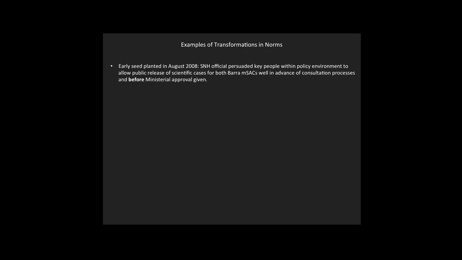So in 2008, this particular SNH official persuaded the relevant people that the scientific case should be released as public documents well in advance of consultation processes, before ministerial approval was given. So in the case of the Sound of Barra and East Mingulay, respectively, this information was released 3 years and 2 years in advance, rather than the usual, just before the 12-week consultation process.